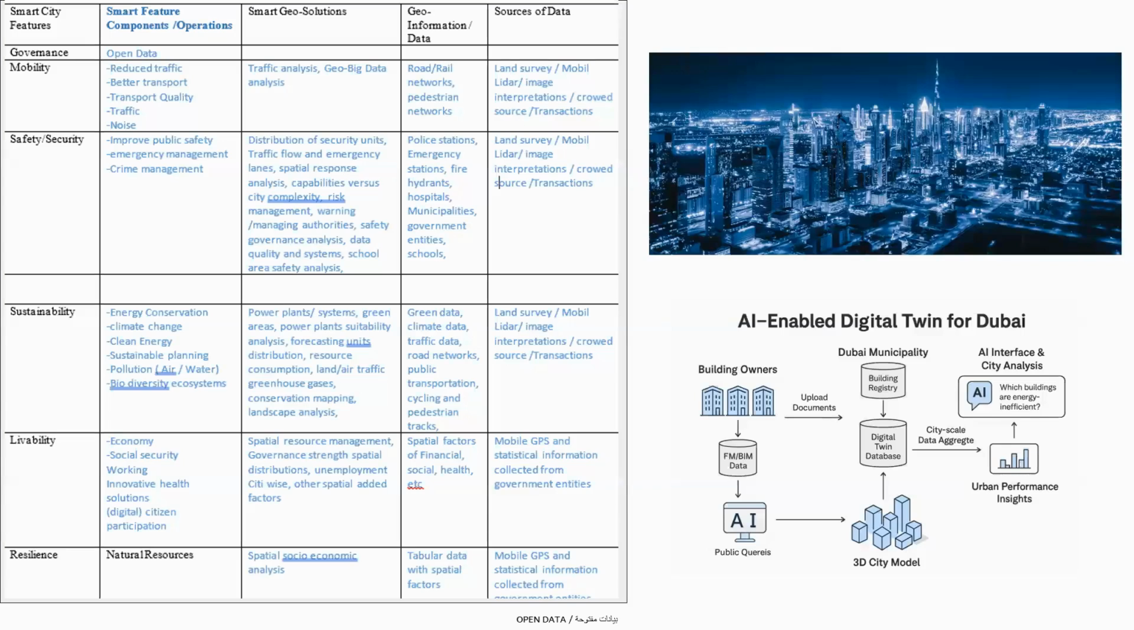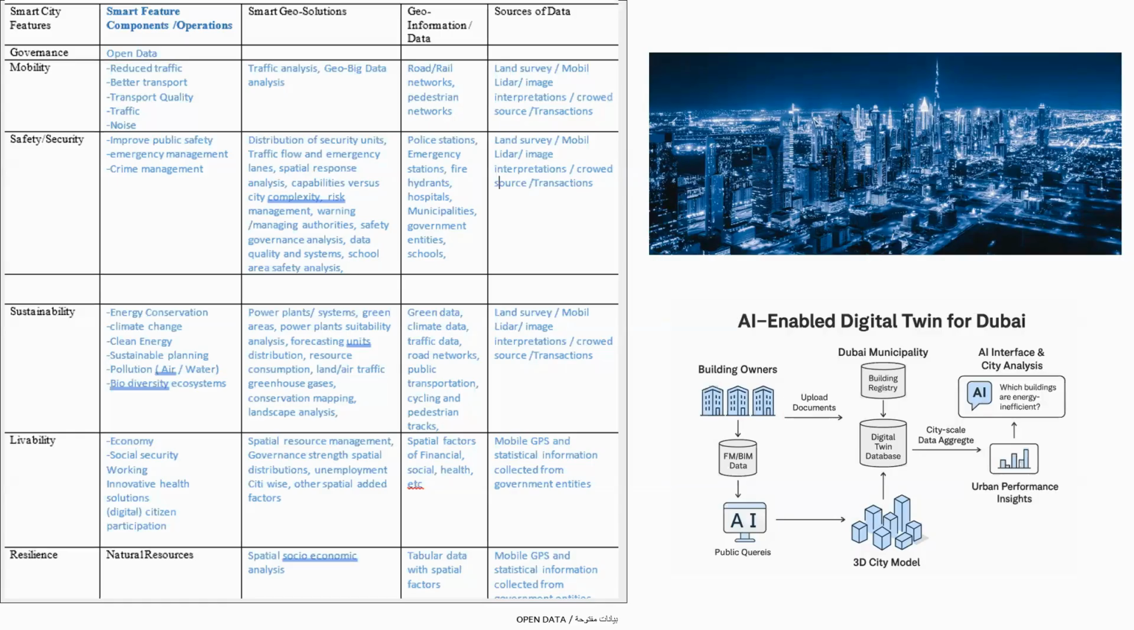Do we use image interpretations? Can we do that using satellite images, etc.? And we'll check if crowd source information is helpful in this case. And can we rely on it? Or does it need quality assurance and quality control before using it? So this table is very important. This is where smart city elements interact with geospatial technology, actually, data and solutions and analysis.